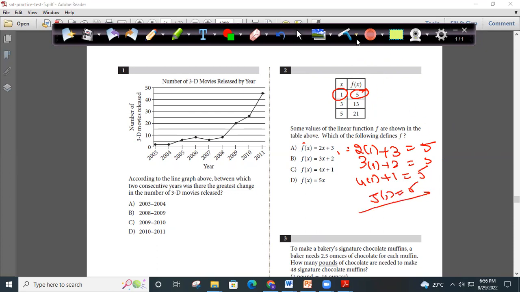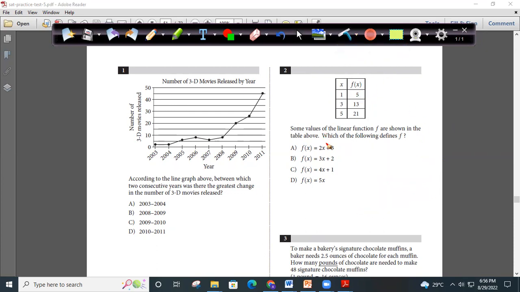Now try to plug in 3, 13. If I plug in 3, I get 9. If I plug in 3, I get 11. If I plug in 3, I get 13, so it might be correct. If I plug in 3, I get 15. So the only option where I get 13 is C for Chennai. So C for Chennai should be my answer. This is another way of solving the question. So there are multiple ways to solve the questions.